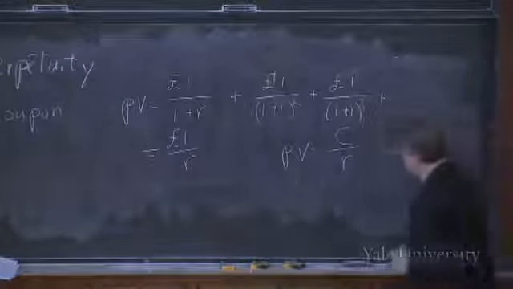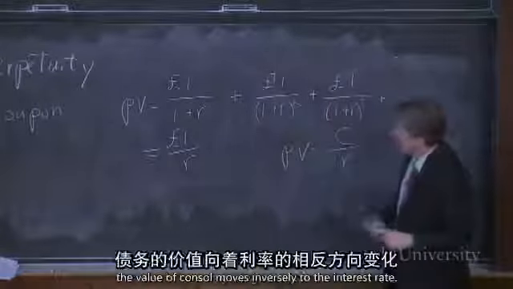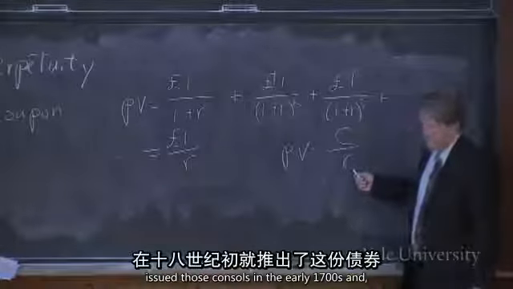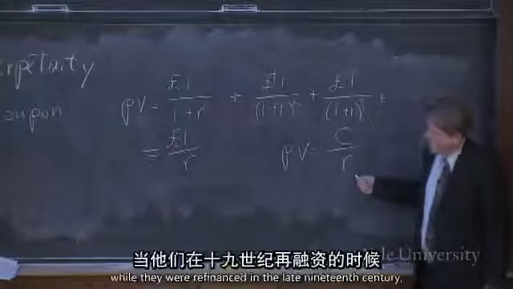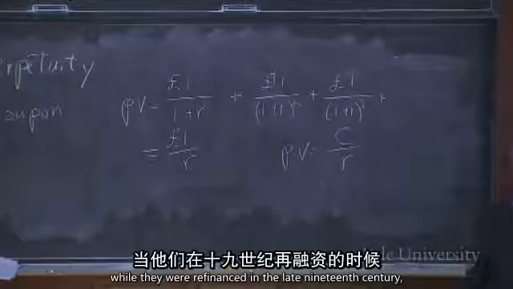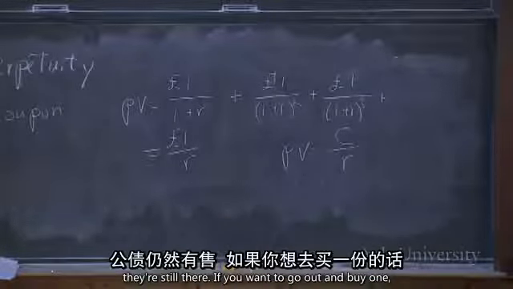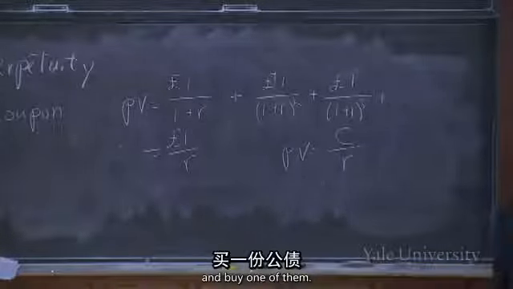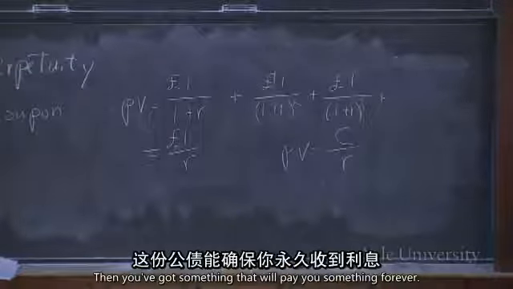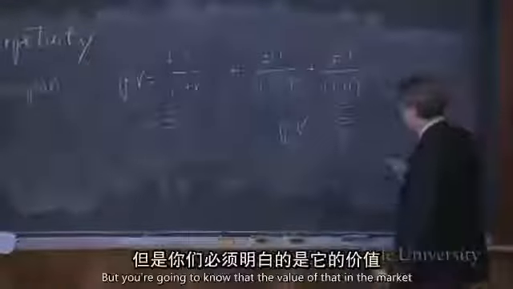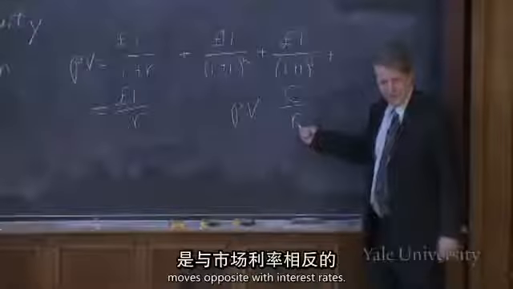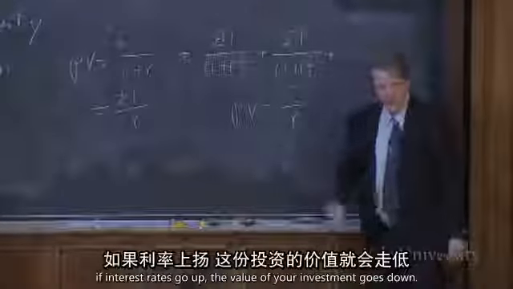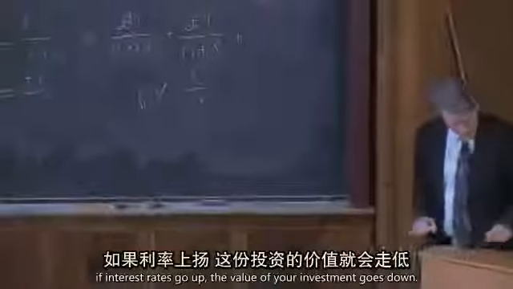The interesting thing is it means that the value of a consol moves inversely to the interest rate. The British government issued those consols in the early 1700s, and while they were refinanced in the late 19th century, they're still there. If you want to buy one, you can get on your laptop right after this lecture and buy one of them. You've got something that will pay you something forever. But you're going to know that the value of that in the market moves opposite interest rates. So if interest rates go down, the value goes up. If interest rates go up, the value of your investment goes down.